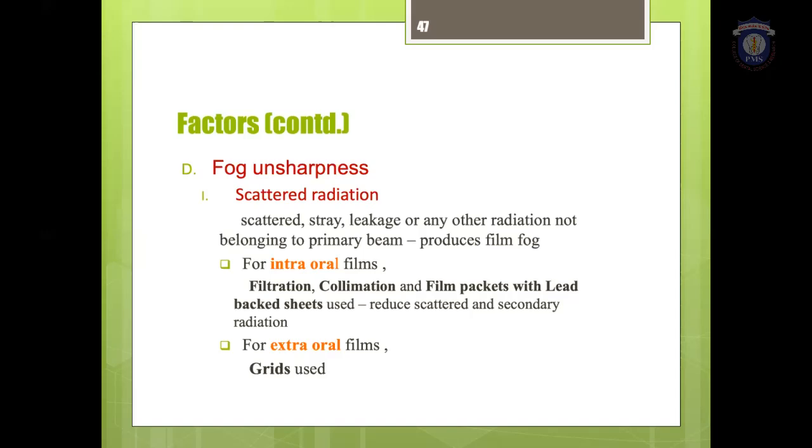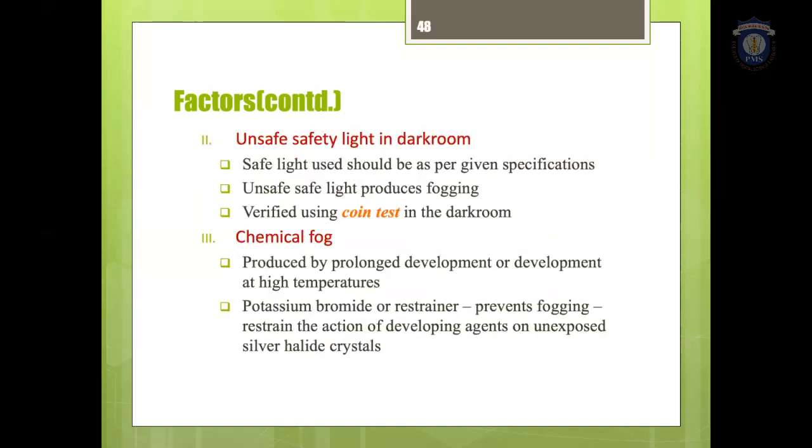To avoid this, in intraoral films, we can add filtration, we can collimate the X-ray beam, and we can use film packets with lead-backed sheets. For extraoral films, we can use a grid. Next is unsafe safelight in the darkroom. Safelight use should be as per the given specifications. Unsafe safelight produces fogging. It should be verified using the coin test in the darkroom.